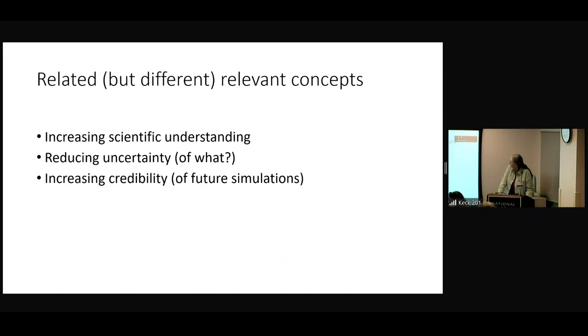Related but different relevant concepts. Certainly we know that climate models, and science in general, are aiming for increasing scientific understanding. And we know pretty much how to do that, and we generate a lot of understanding. The idea of reducing uncertainty was bruited about earlier when we were putting together this agenda. I personally am always worried about the concept of reducing uncertainty because of what specifically, and what will we really gain from it. Another thing is increasing the credibility of future simulations through detailed analysis of the climate model results. So we can say, yes, we believe this model result, but not so much that one.